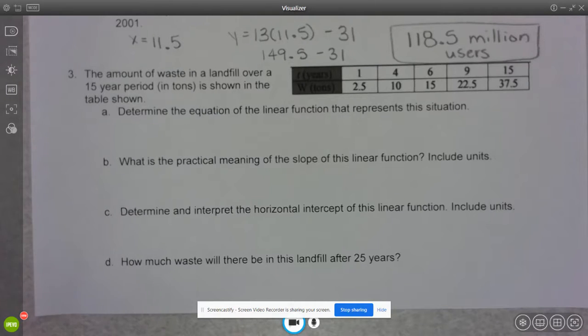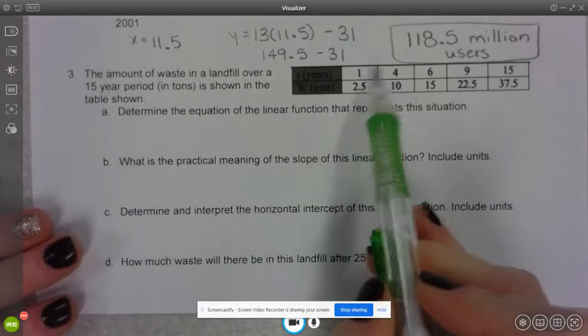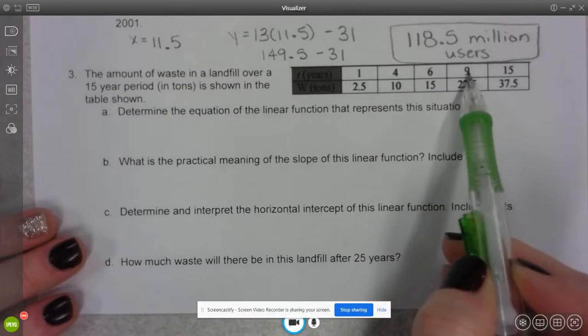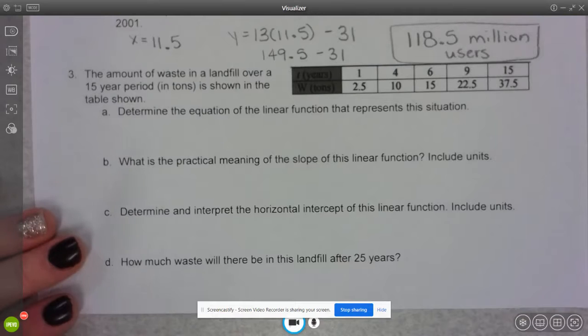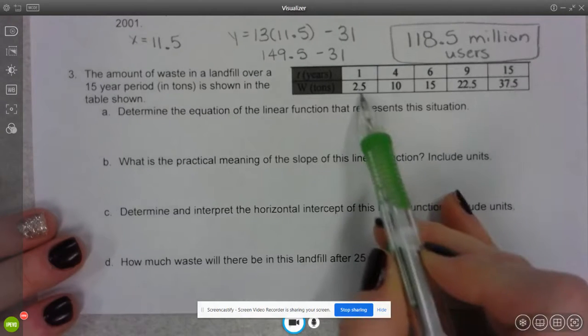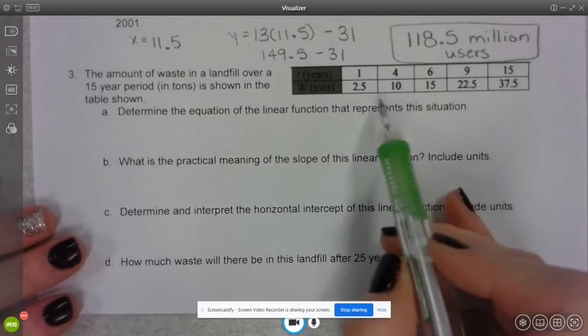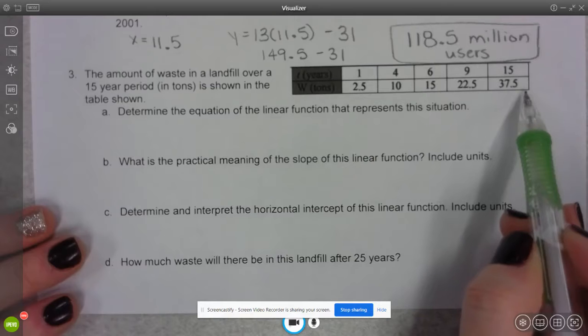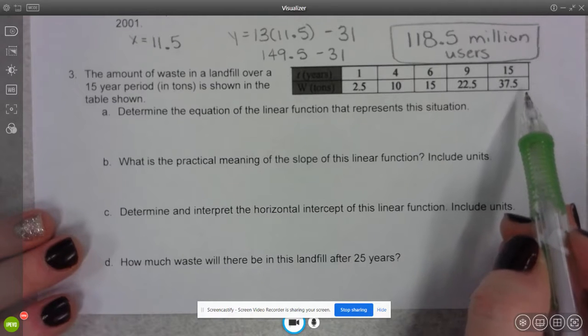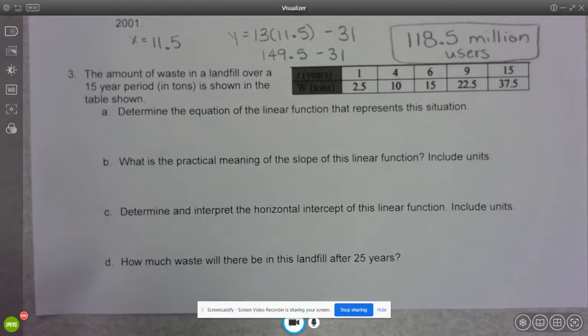So one thing that I notice is these years that they've given us are not all equal increments. So if I looked at this part of my table down here, the y values, these increments would not be the same. So it might lead my mind to think it's not a linear function.